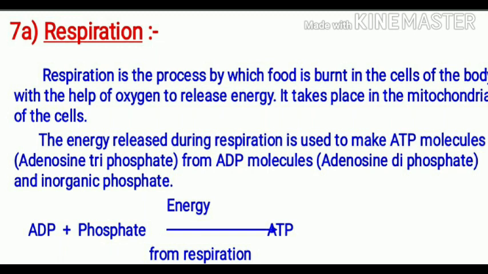Now let us understand the chemical process that takes place during respiration. Respiration is the process by which food is burnt in the cells of the body with the help of oxygen to release energy. It takes place in the mitochondria of the cells. The energy released during respiration is used to make ATP molecules, that is adenosine triphosphate, from ADP, that is adenosine diphosphate molecules, and inorganic phosphate.